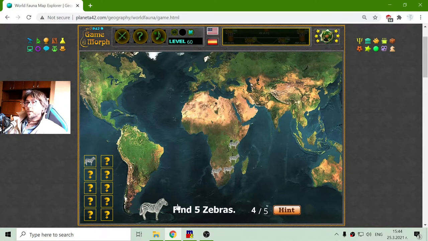So some of the animals have specific habitats, right? And some of the animals have a broader range of habitable areas. Now for the zebra, it is not exactly the jungle in Africa, but the steppes. Where is the... there's another zebra.